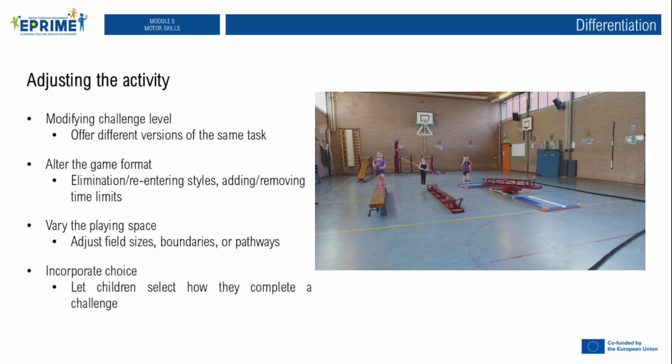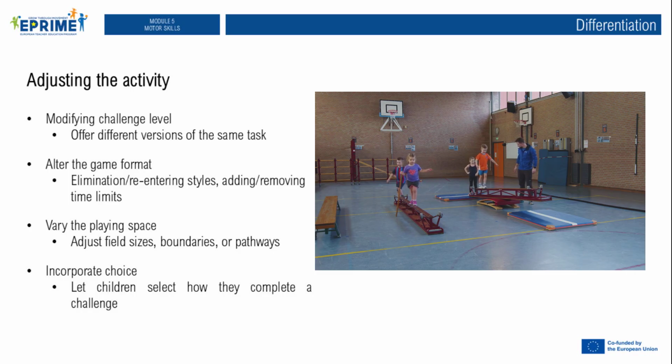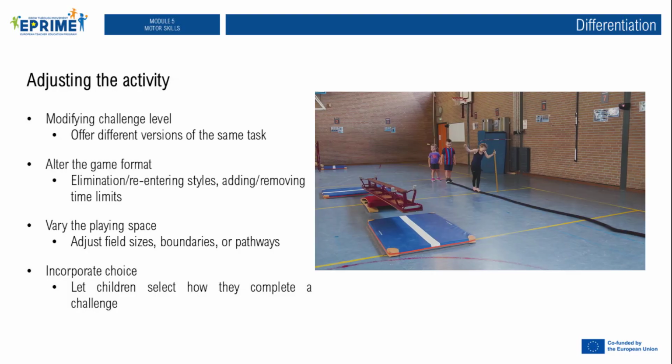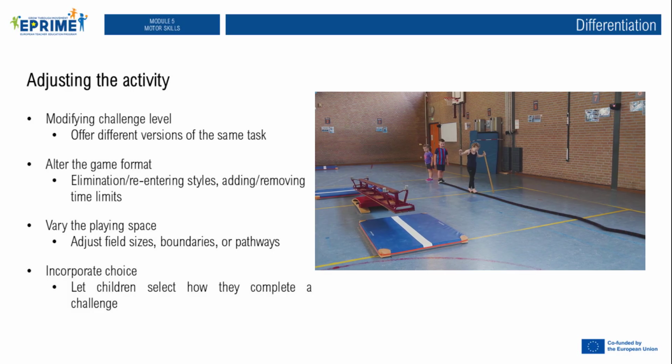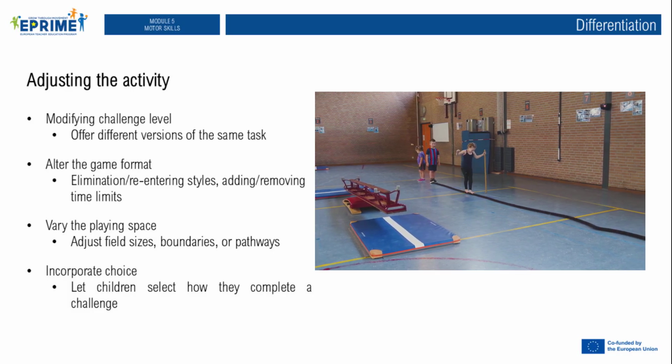One of the easiest ways to ensure all children can participate and progress is by adjusting the activity itself. This doesn't mean creating entirely different lessons. It's about making small changes that help every child engage at a level that challenges them appropriately. It could be as simple as changing the rules, movement patterns, time limits, or ways to score to make sure children of all skill levels can take part and feel successful.